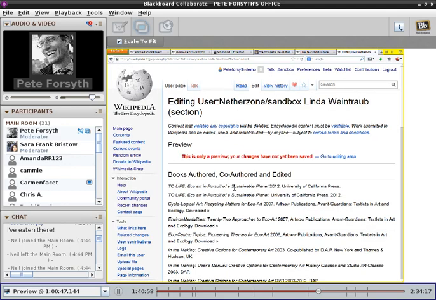And we can see this top line is the one that Netherzone had put in manually, and the second line is the version that came up when I used that template, that Cite tool. Okay, so Netherzone, do you have any specific questions?